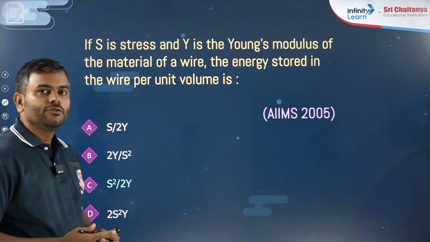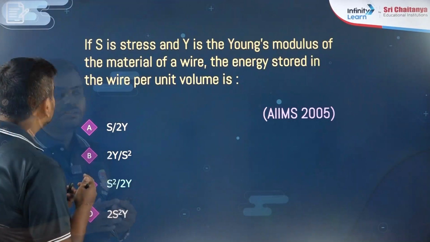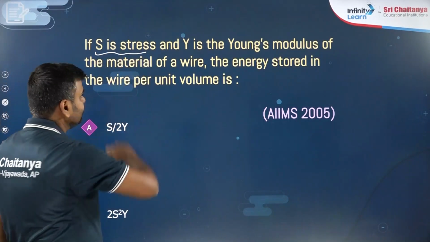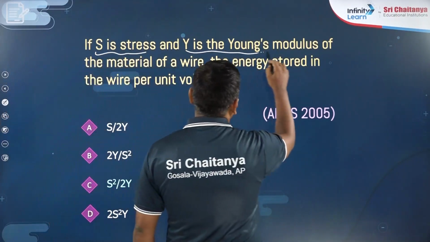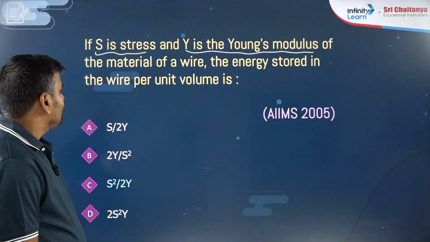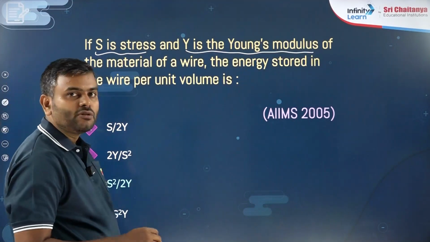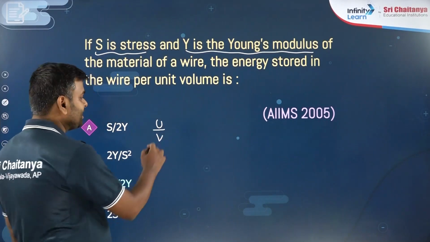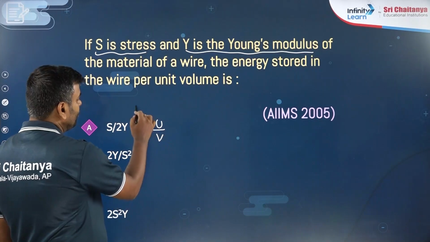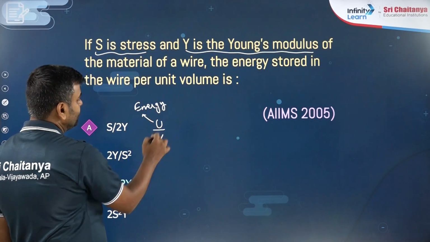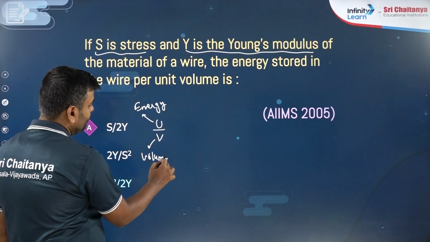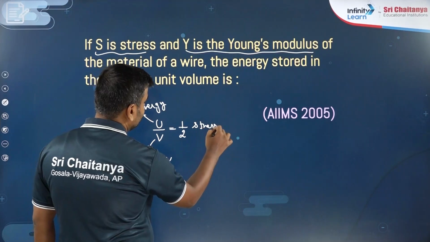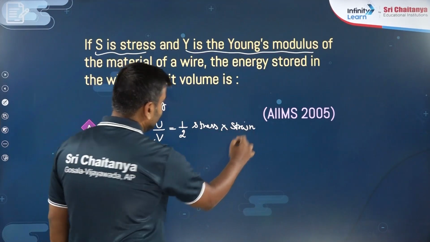So now we are going to solve few questions based on the earlier examination. The first question which we have here is, if S is a stress and Y is a Young's modulus of elasticity, the energy stored in the wire per unit volume. Okay, so energy stored per unit volume. U is representing energy and V is representing what? Volume. Okay, so energy per unit volume, that formula is equal to what? It is half stress into strain. This is the formula we have.